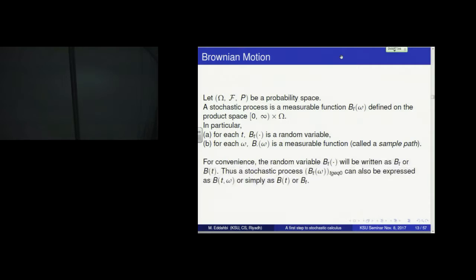For notational simplicity, we usually write B of t or B with subscript t like this. And in what follows, I will forget this omega. It is always there, but I will just omit it for simplification. So we should always remember that we have a hidden parameter in what is going on in this code.